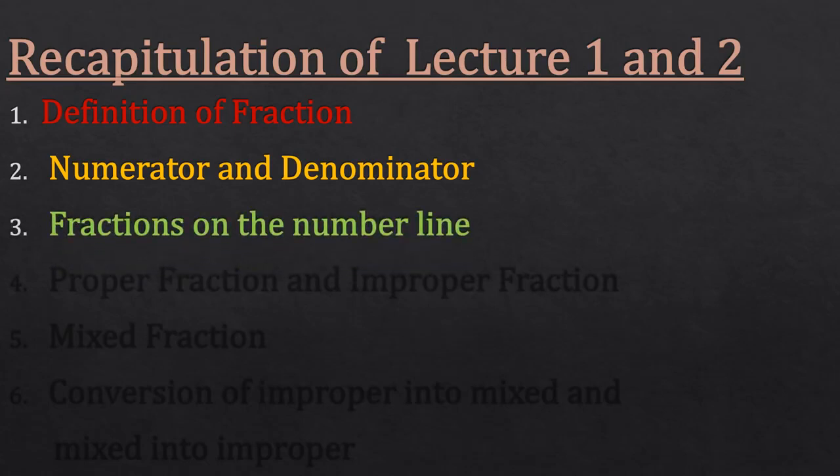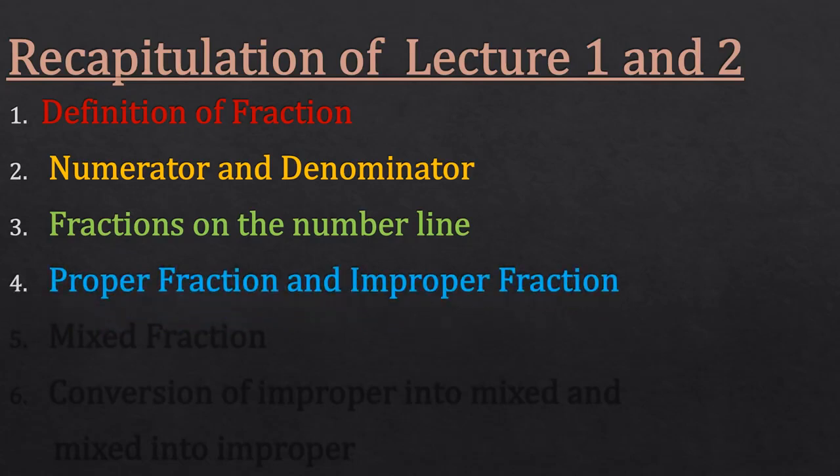After that, we have done fractions on the number line. We will divide the line into equal parts. Then we write down whole numbers 0, 1, 2 and divide the whole numbers into the equal parts given in the denominator, and then accordingly we will mark the fraction on the number line.